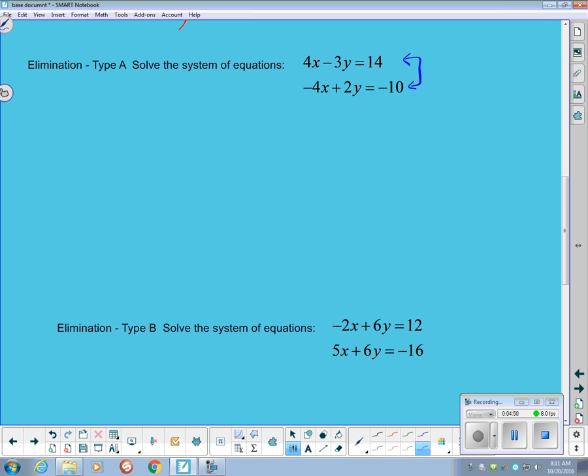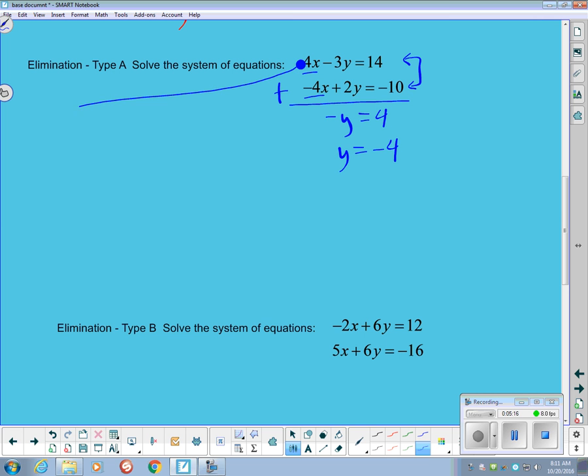So what we see on there right now is I've got a positive 4x and a negative 4x. If I were to add these two equations together, the 4x and the negative 4x would cancel each other out. I'd be left with a negative y is equal to 4, which tells me right away the y must be negative 4. Still need to find the x, so I pick one of those equations.